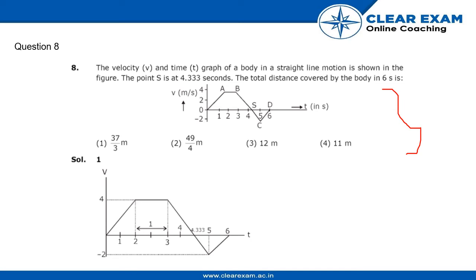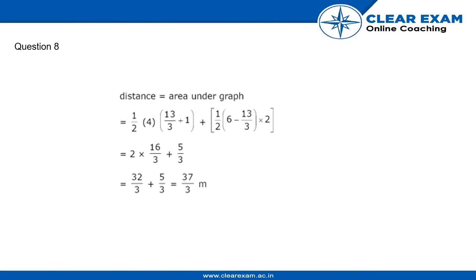So let's move into the solution. Here we have a graph. We divided the graph into certain shapes. So the distance covered by the body is equal to the area under the graph.